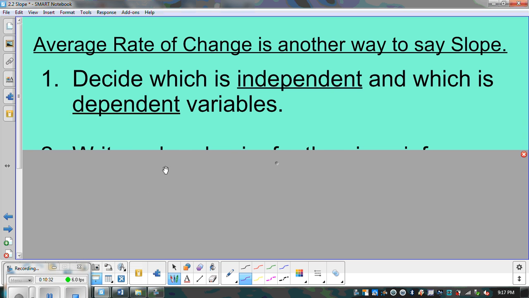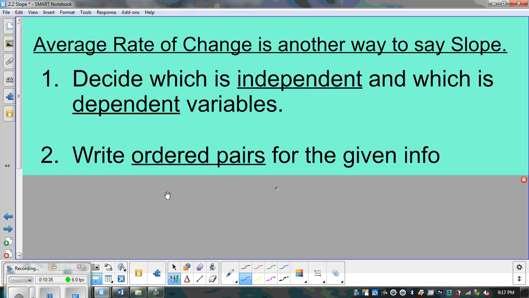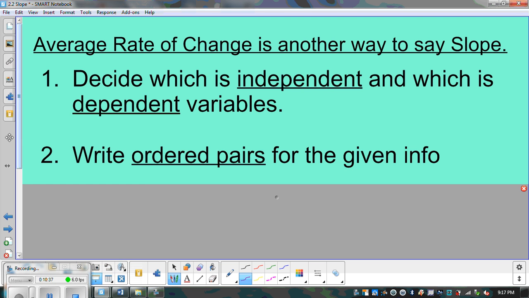The next thing we need to keep in mind is that we need to write ordered pairs for the given information. Once we decide which one's independent, that's our x value, and our dependent is our y value. Once we know which variable is which, we can write an ordered pair to represent a real-life situation in the form x comma y.